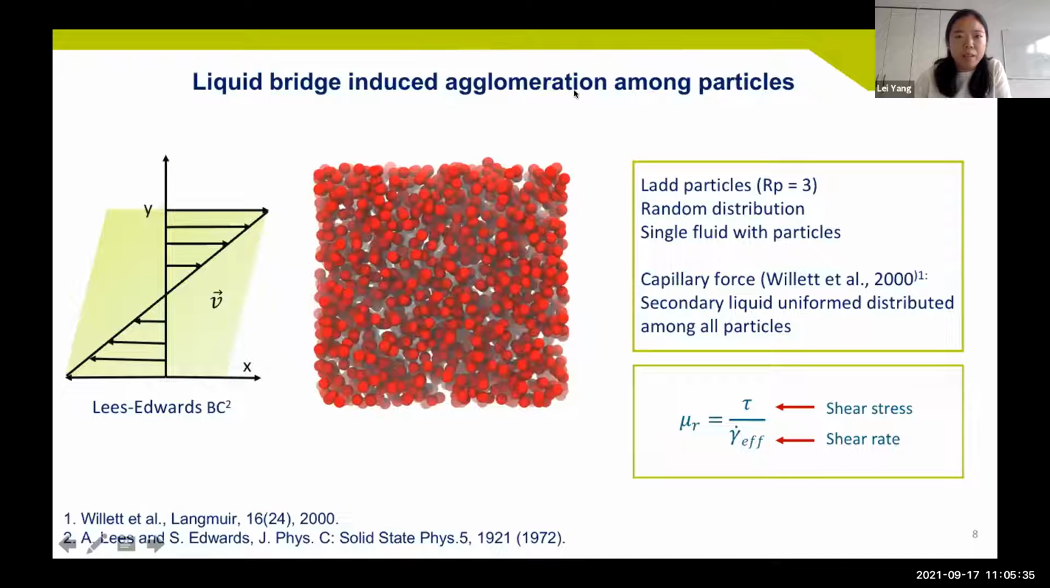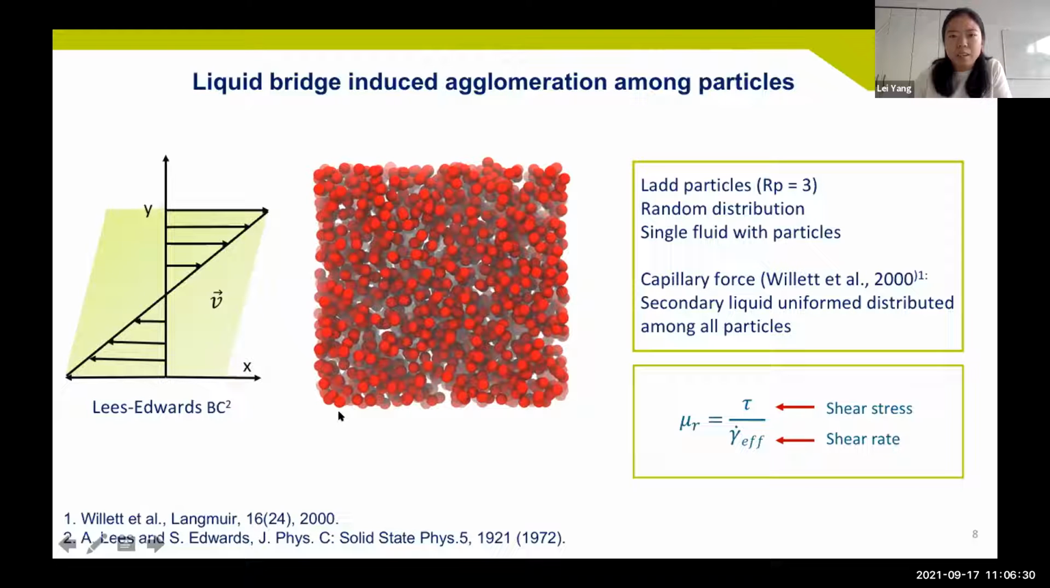And then we switch to the agglomeration of the particles. We use monodispersed particles with a radius of 3, and the particles are randomly distributed in the system in a single fluid phase. For the capillary force model, as we mentioned, we use a weighted model, and we assume the second fluid is uniformly distributed among all the particles. All the sides are periodic boundaries in order to have a uniform distribution of the shear velocity. We use a Lees-Edwards boundary to generate the shear flow.